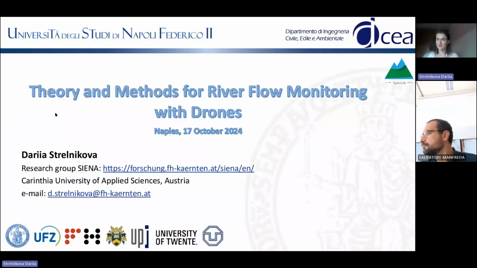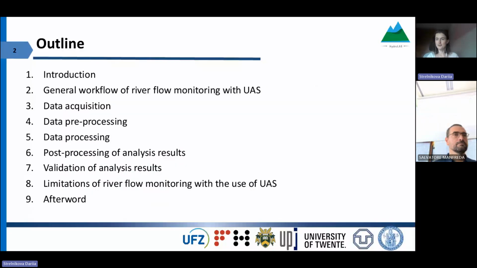What will be the structure of the talk today? So first, we will discuss some reasons for flow monitoring and the approach to methodology. Then we will go through the general workflow, which is comprised of 4 major steps: data acquisition, pre-processing, processing, and post-processing of results. Then we will devote a little bit of time to the validation and to the limitations of river flow monitoring with UAS, because any methodology that exists in the world is not perfect. So there are always some limitations to it. So let's dive in.